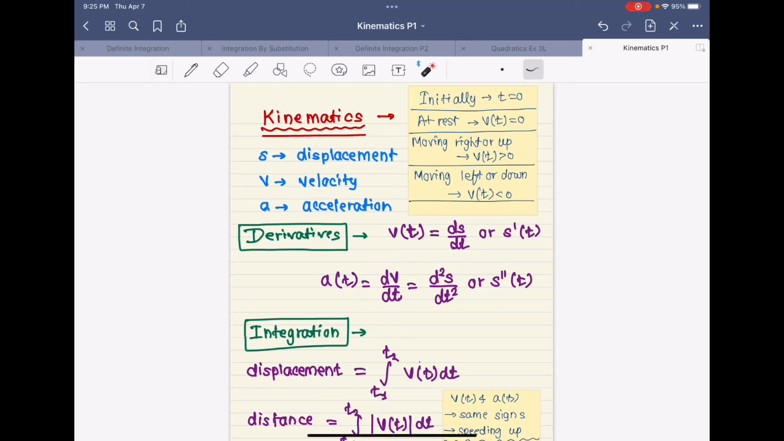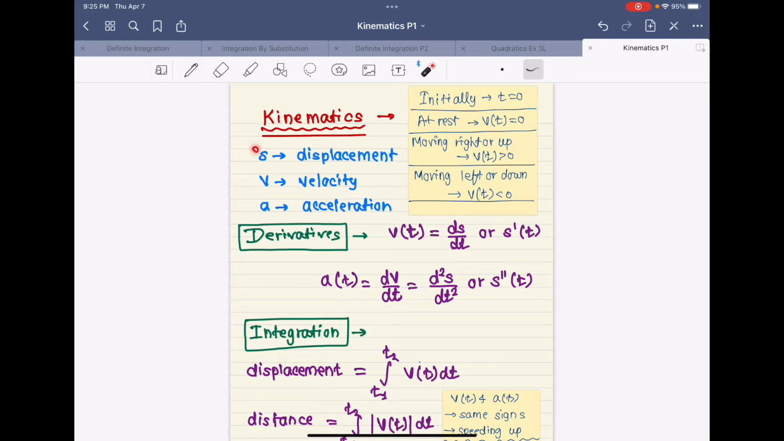We'll start with kinematics, which is the last part of your calculus. If you know derivative rules, if you know integration rules, then kinematics becomes very easy because it is basically application to physics concepts. So let's start with the kinematics.